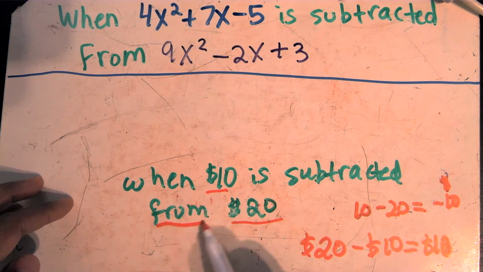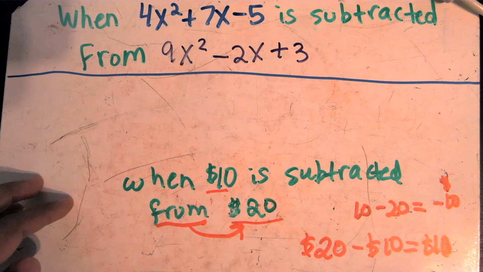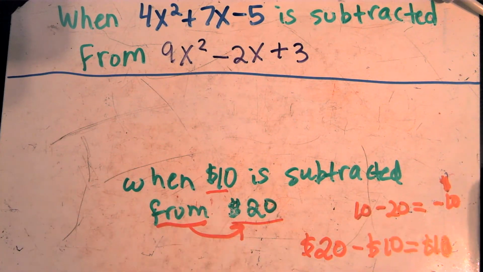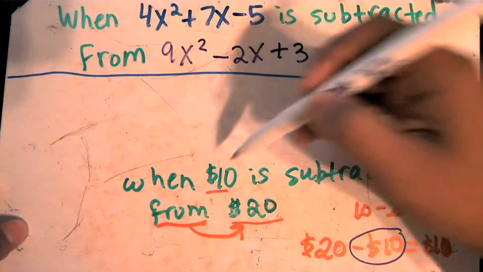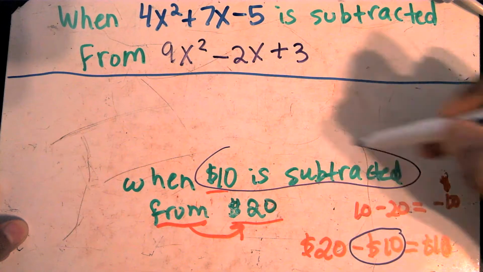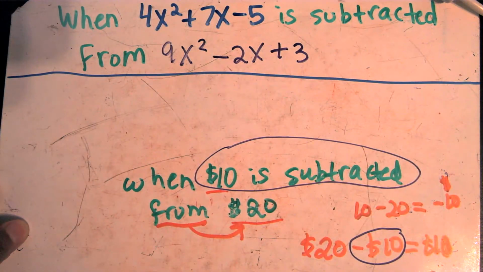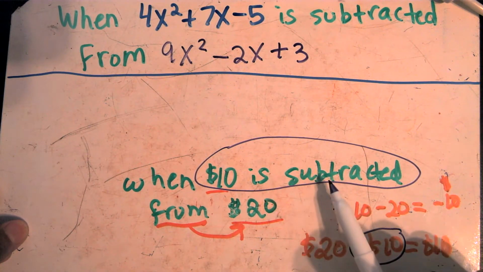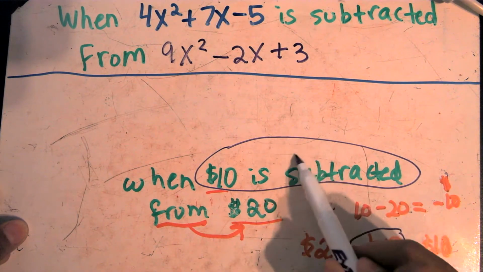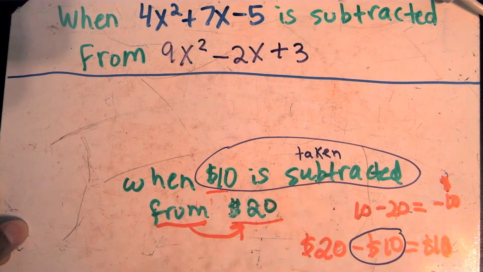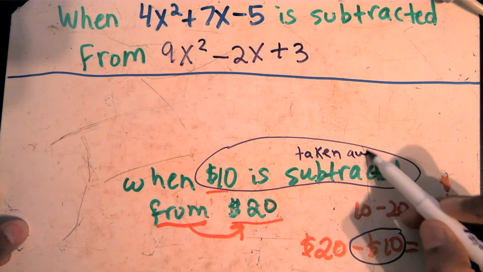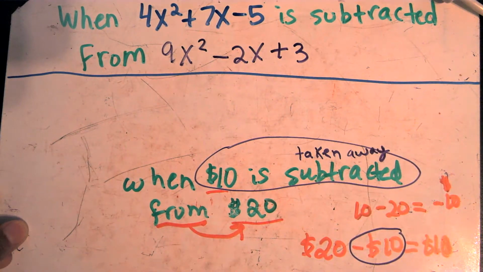The word from is telling me where I'm starting from. I'm starting from 20, and I am subtracting the 10. 10 is subtracted. Another word you can use to substitute is taken. When 10 is taken away from 20. So here we have 10 taken away from 20.